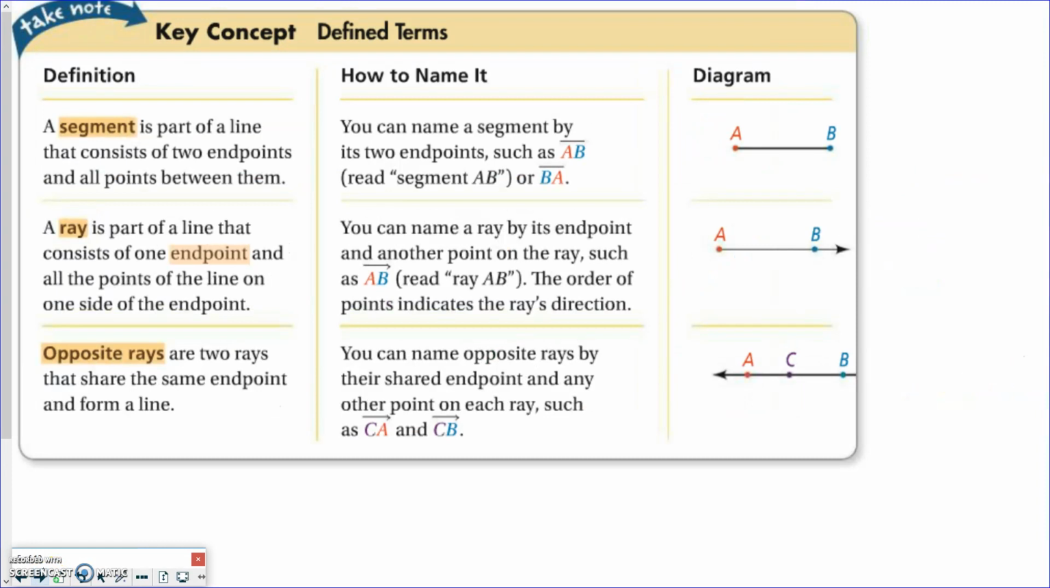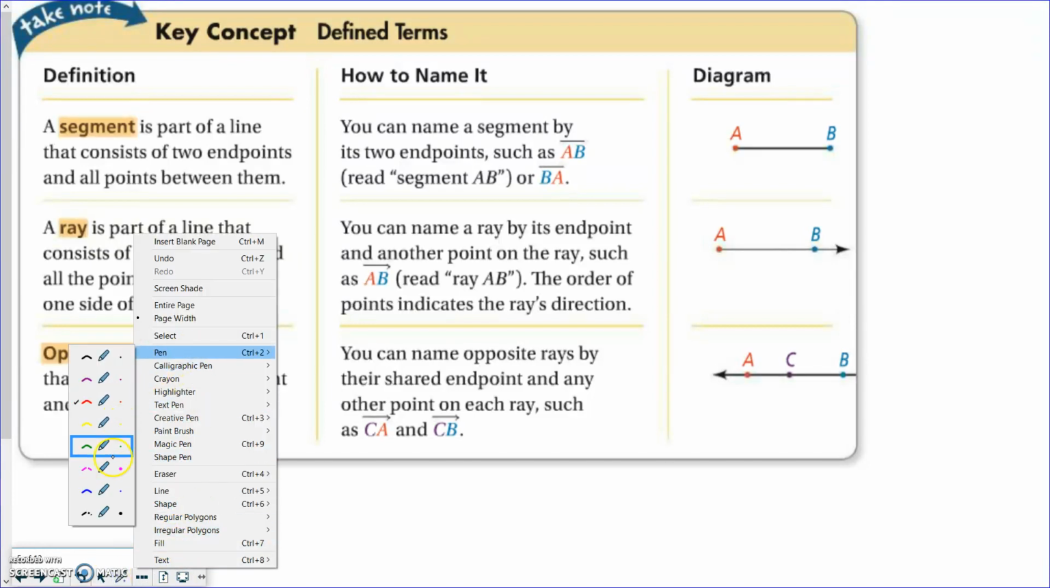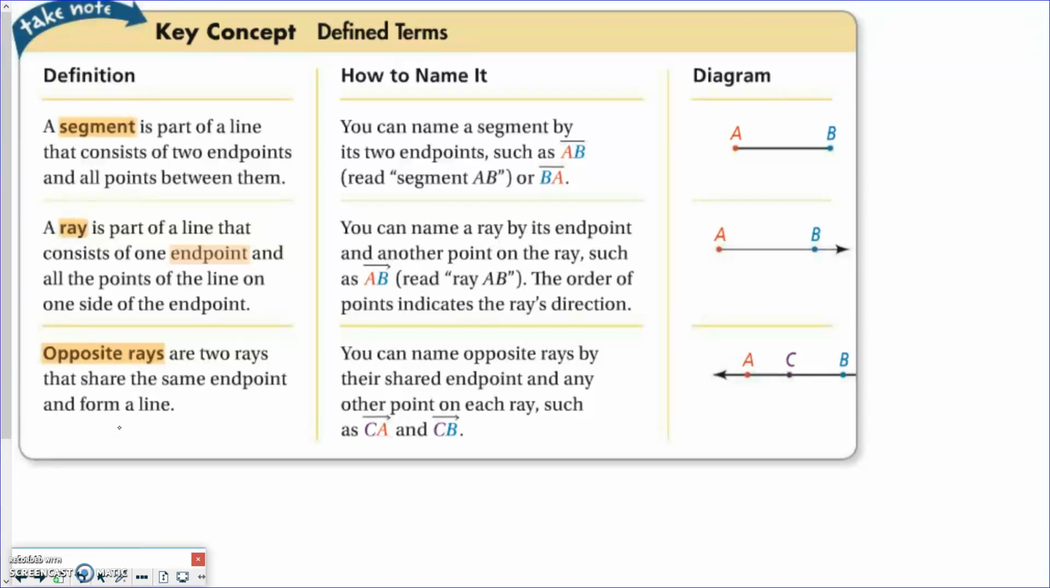A segment. A segment is part of a line that consists of 2 endpoints and all points between them. The difference between a line and a line segment is that a line segment has a beginning and an end. Here this line segment starts at A and ends at B. A line segment looks the same as a line, except you don't put the arrows, and this is said as line segment AB. This notation is very important.